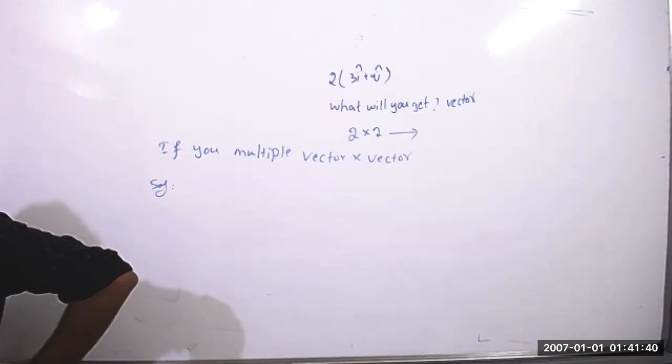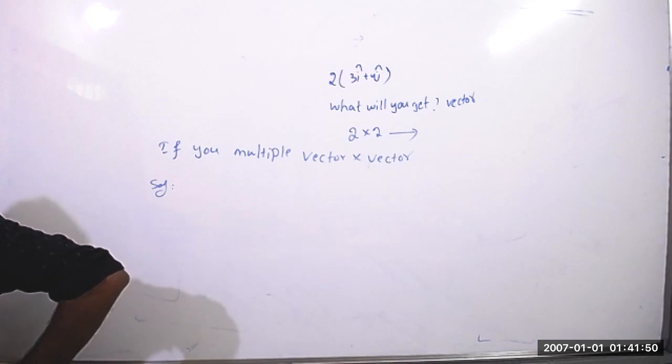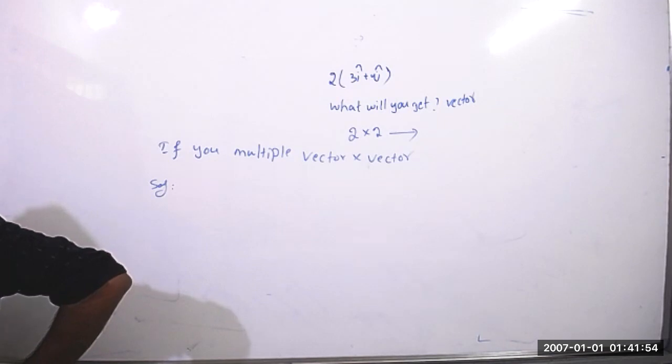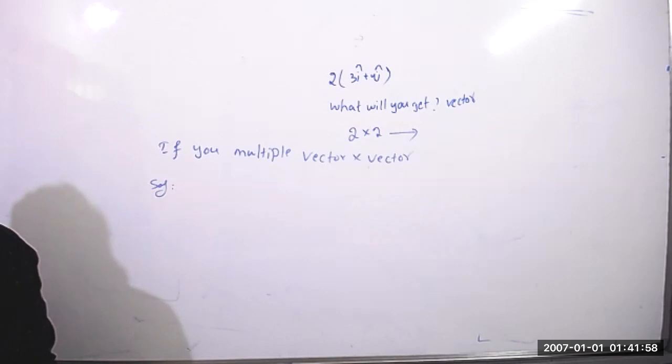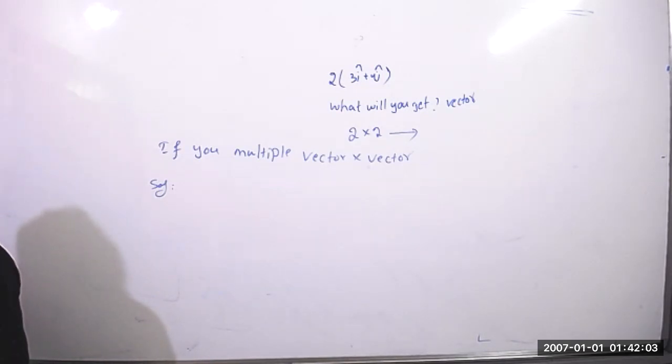Remaining students. Rajashree, I can't hear you because of a network problem, but I can understand you. So it's vector. Okay, good. Ashish, what did you say? Scalar or vector?